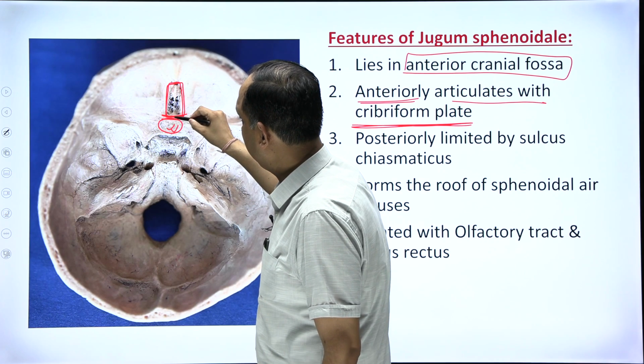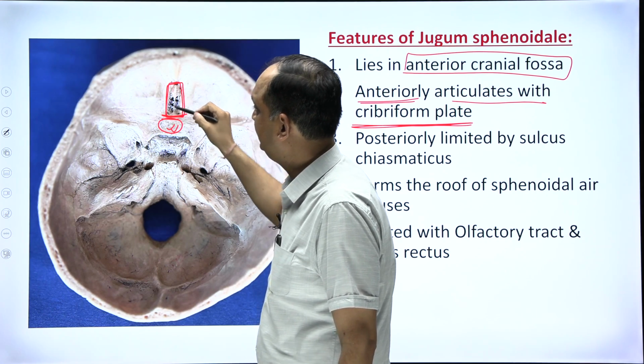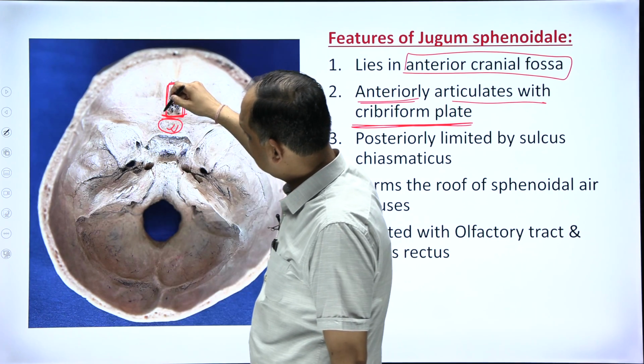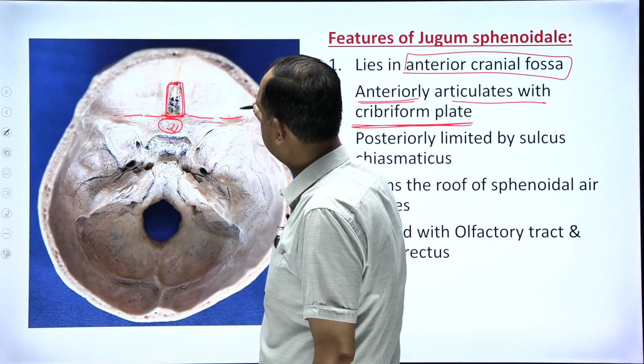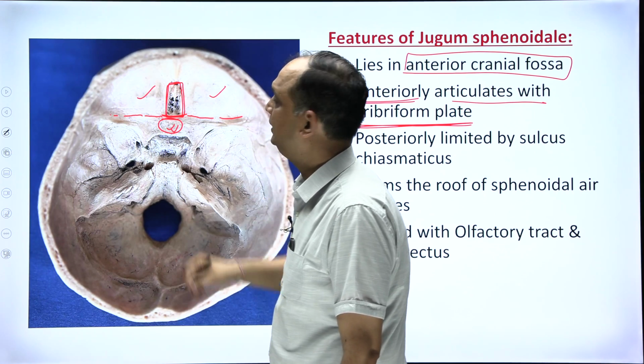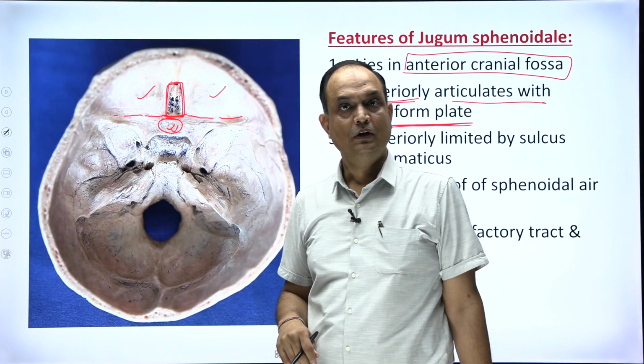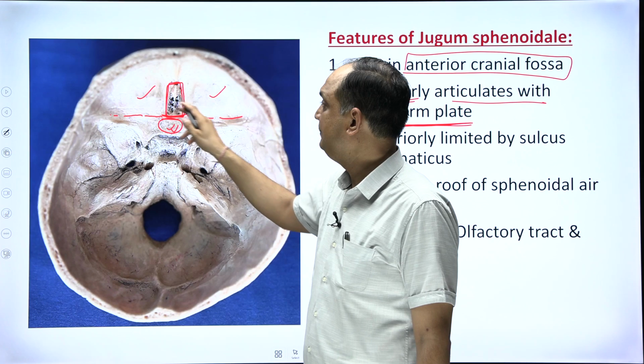So in the center you will have a spine, plus here you will have a cribriform plate. And on the side there is one more joint forming, and that is with the posterior margin of these orbital plates of frontal bone. So this you can also appreciate here.